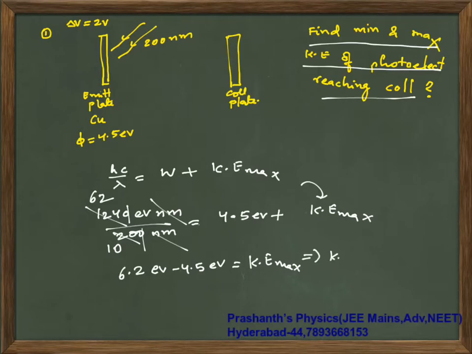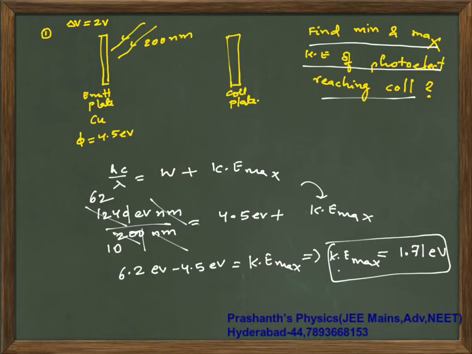Your Ke max is 1.71 electron volt. Okay, right? Now take a screenshot of this, or do the answer. Now from here it is very clear what the minimum and maximum kinetic energy is that is asked. Now observe very carefully.